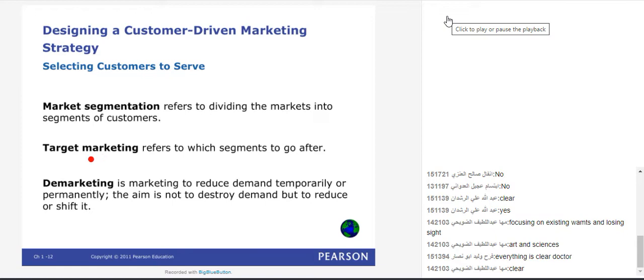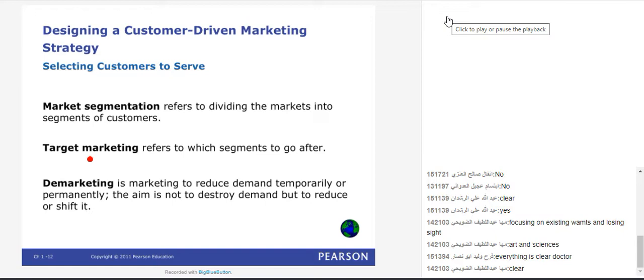After segmentation, we do something called targeting. If Johnson and Johnson divide the market into babies and adults, we will target the babies segment. This is targeting, استهداف.